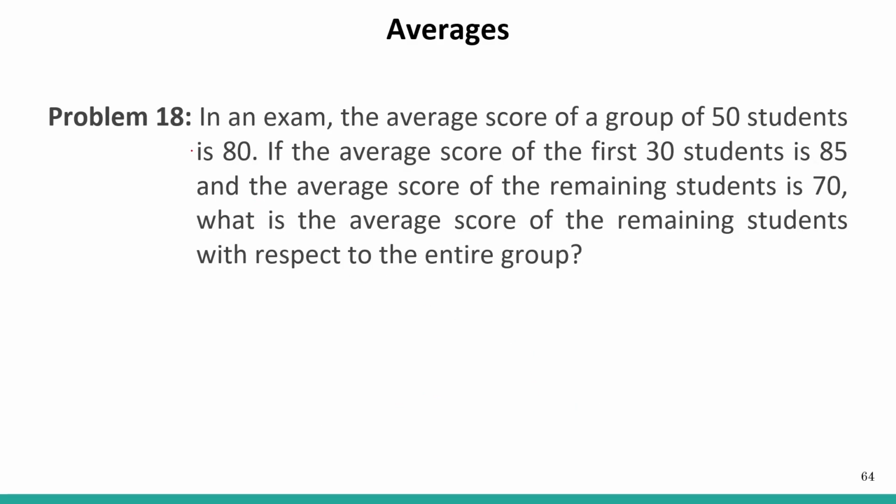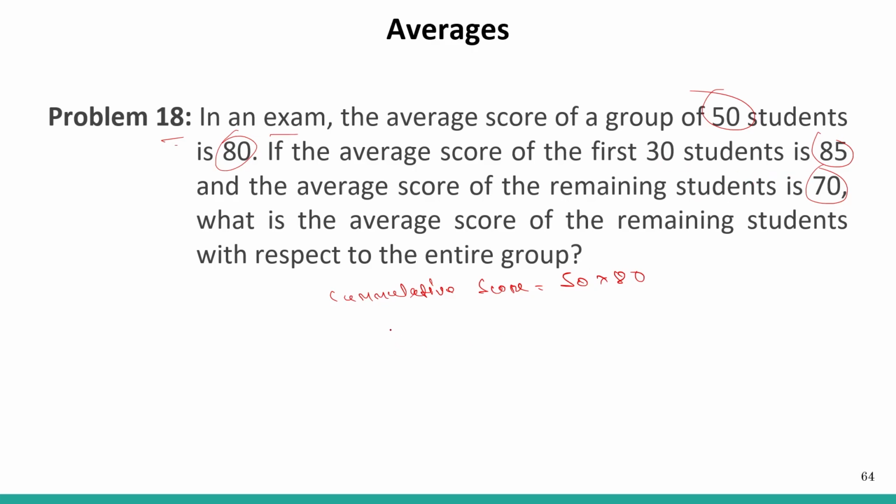Let's see problem number 18. In an exam, the average score of a group of 50 students is 80. If the average score of the first 30 students is 85 and the average score of the remaining students is 70, what is the average score of the remaining students with respect to the entire group? Since the average of 50 students is 80, the cumulative score is 50 into 80. And we know that out of those 50, 30 students have an average of 85.